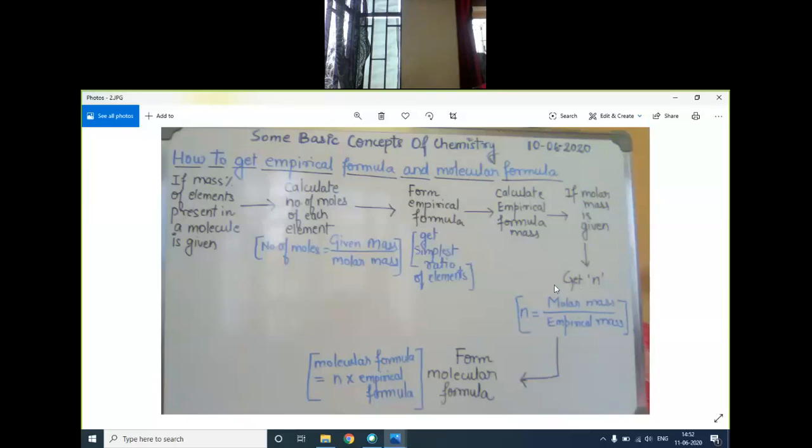So using this relation we can easily calculate N. And what is the use of N? N is very vital for calculating the molecular formula. So what is the use of N? Here you can see what is the use.